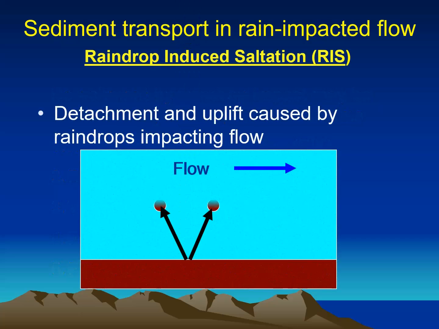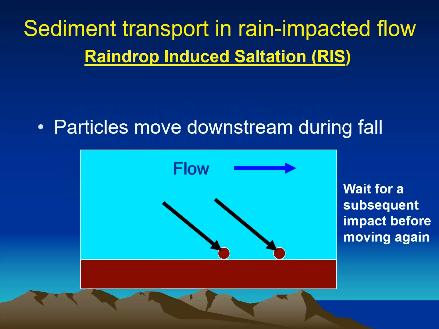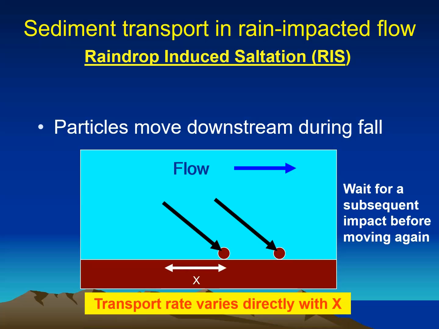When raindrop-induced saltation occurs, particles are lifted up into the flow by the impacting raindrop. The particles that are lifted into the flow travel downstream as they fall back to the surface. The transport rate varies directly with the distance those particles travel during fall.